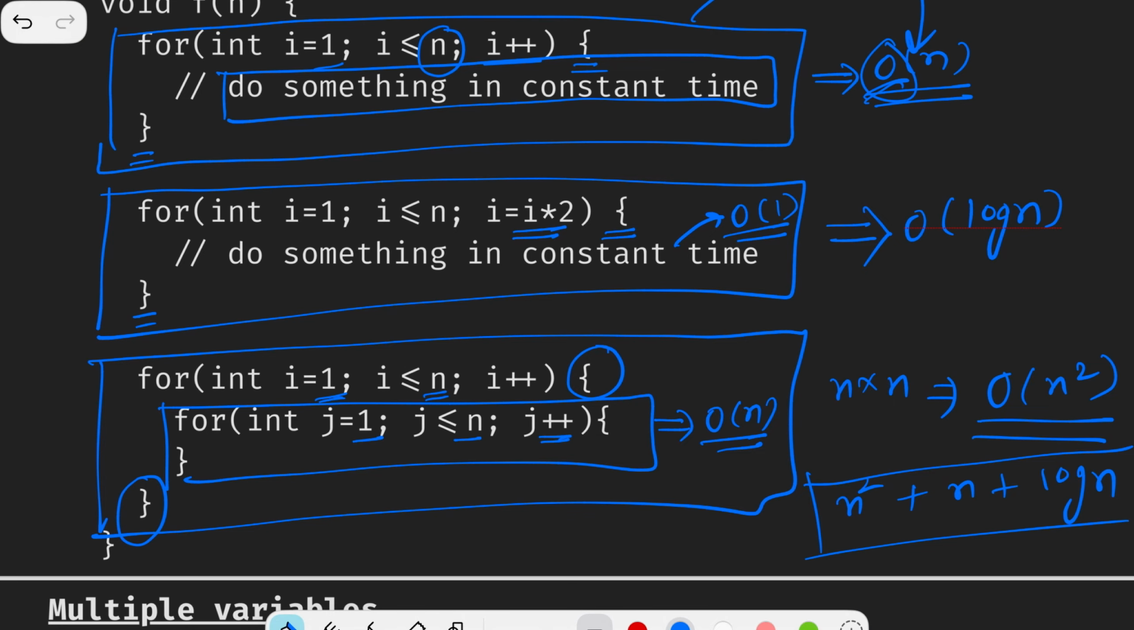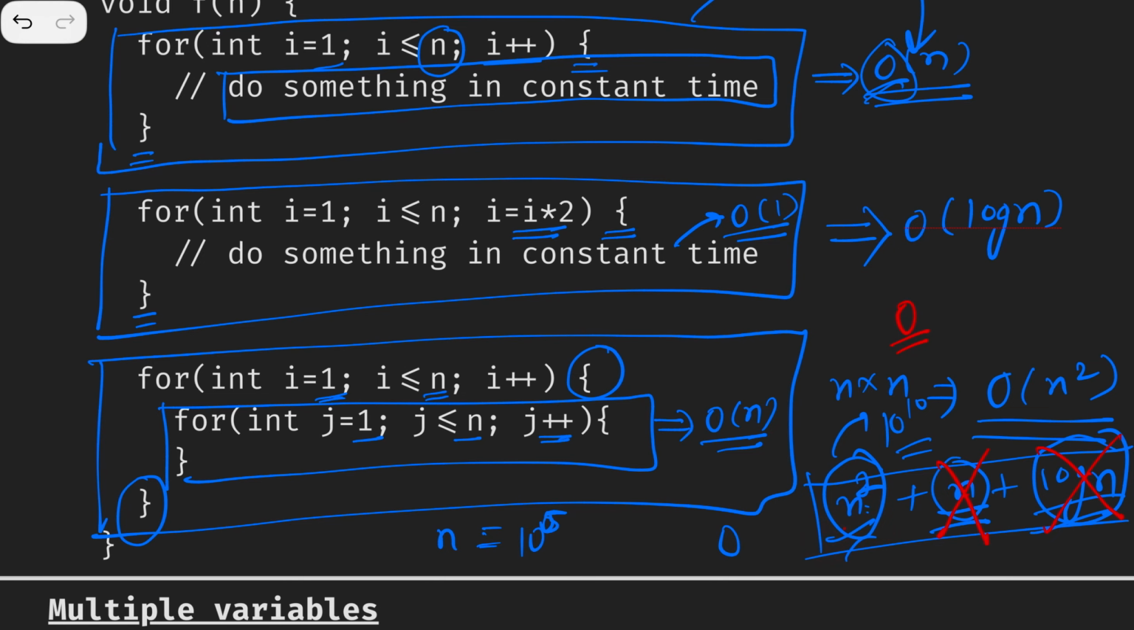But when we denote in terms of O, we remove all the slow moving functions from our time complexity. So this n will move very slowly compared to n square as the value of n grows. Similarly, this log n will move very slowly compared to this n square as the value of n grows. So when we represent in terms of O, we remove all the slow moving terms. That is, this n will be removed. Why? Because this is slow compared to n square. And this log n will be removed. Why? Because log n is very slow compared to n square.